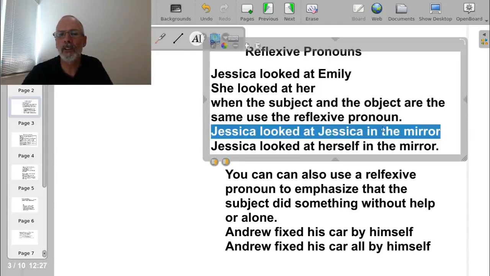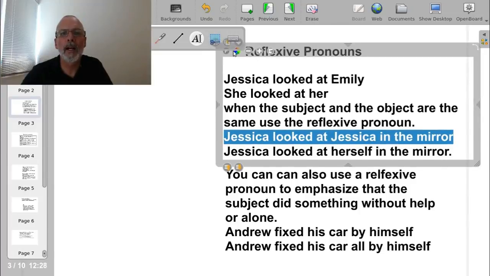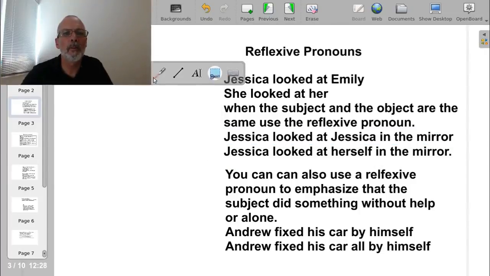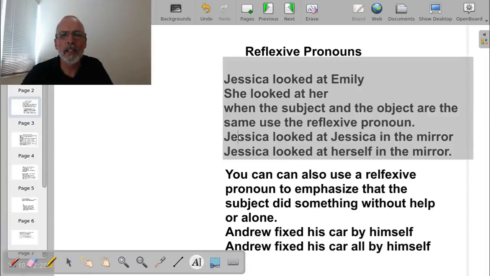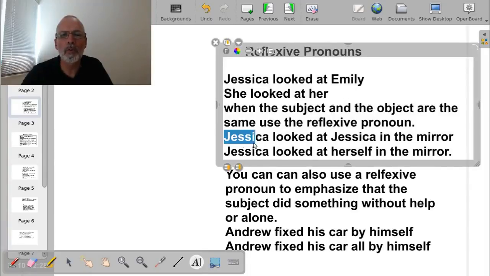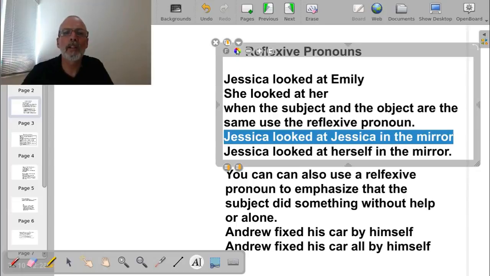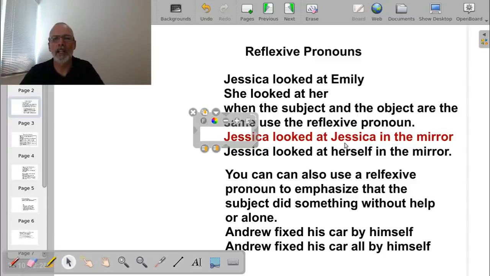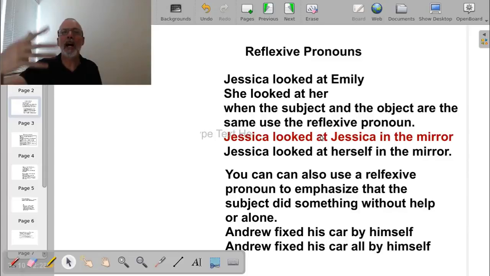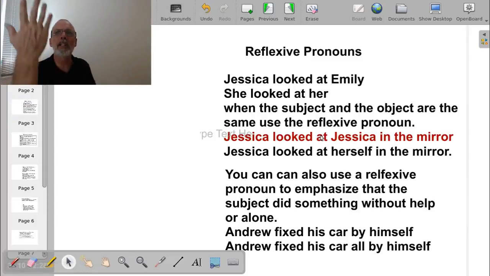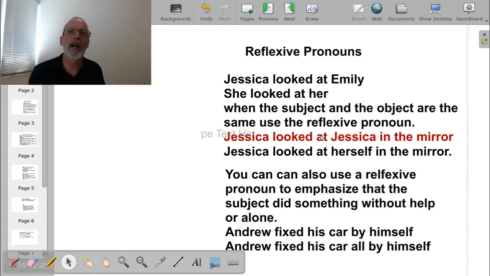In this sentence, Jessica is in front of the mirror. This here is not a sentence that you would normally use because the subject and the object are the same thing. So it sounds silly to say Jessica looked at Jessica. What we say is Jessica looked at herself. Jessica's in the mirror and she's looking at herself.